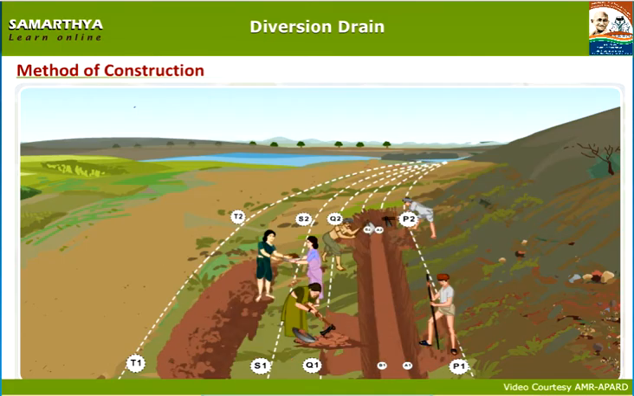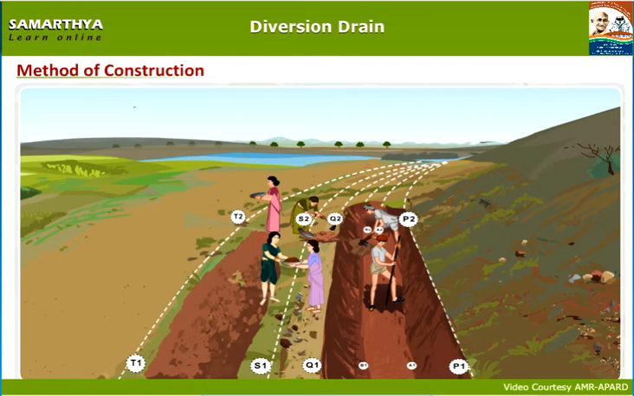Now, dig the middle portion of P1, P2, Q2 and Q1. Then, dig the side walls along the P1, P2 line and the A1, A2 line. Dig the side walls along the Q1, Q2 line and the B1, B2 line.